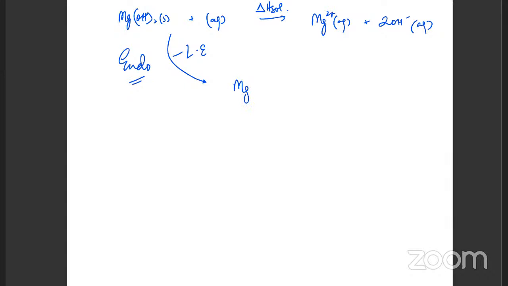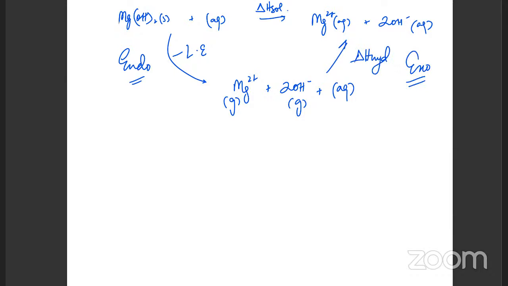You break the lattice into its ions. And once those gaseous ions are produced, they surround themselves with water and form aqueous ions. That's the enthalpy change of hydration, and that's your exothermic part. So one of the parts is endo, the other one is exo. So what happens down the group to the enthalpy of solution? Down the group, the solubility increases.